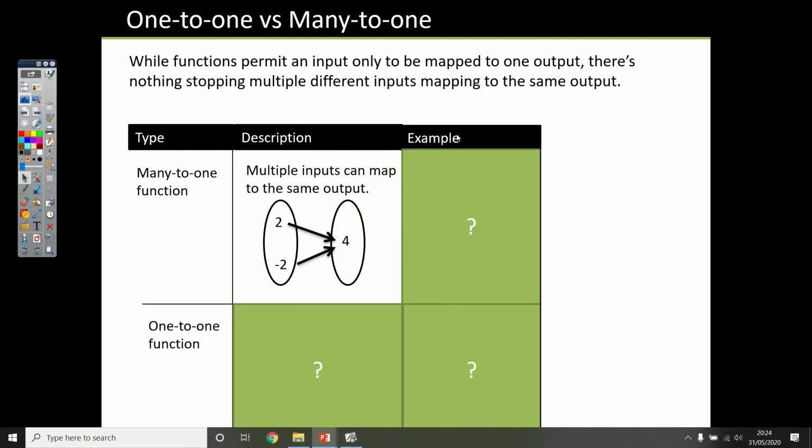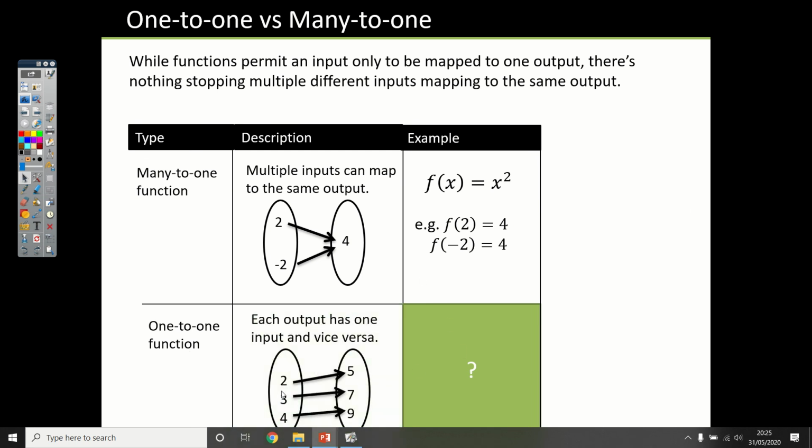An example of a function that does this, the one you're probably thinking of based on this picture, is x squared. If that's your function, then multiple different inputs, like 2 and minus 2, go to the same output. If you square them, you get the same number. One-to-one is basically not many-to-one.